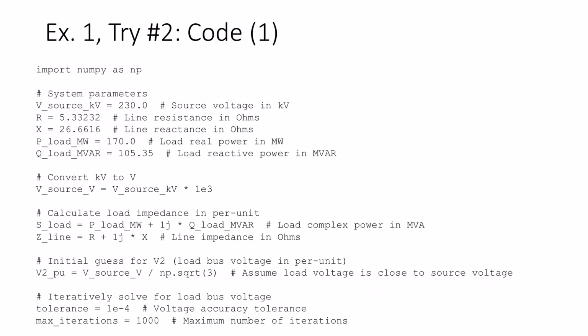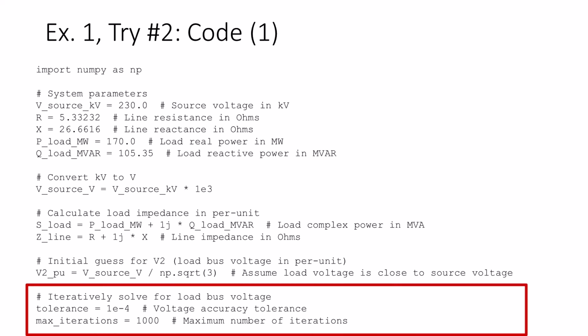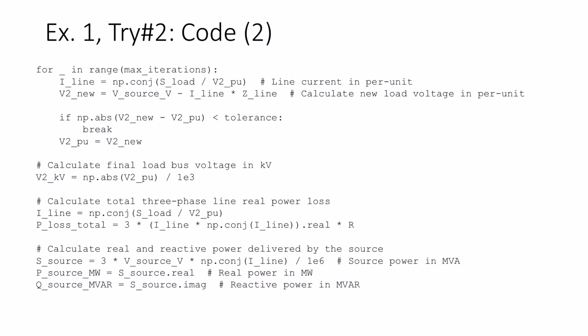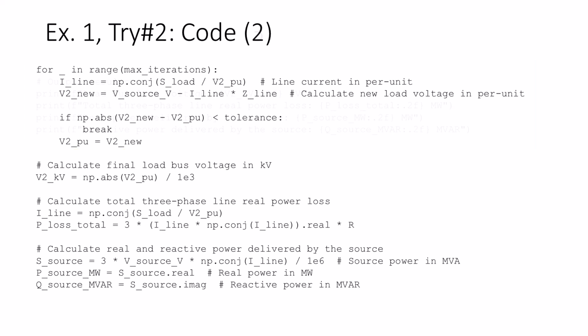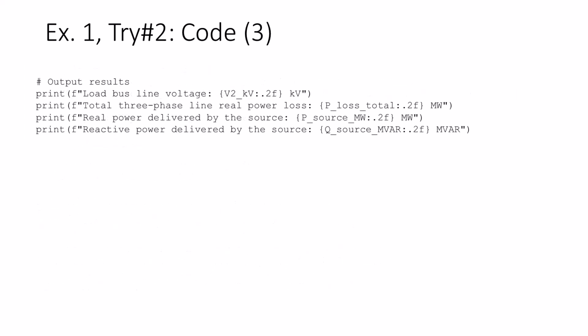The code for try number 2 looks similar, but now there is a tolerance factor and iteration limit defined. We also see a logic loop set up to iteratively update voltage until the voltage converges to within the tolerance factor. Finally, this program code outputs our requested results as defined in the ChatGPT input query.